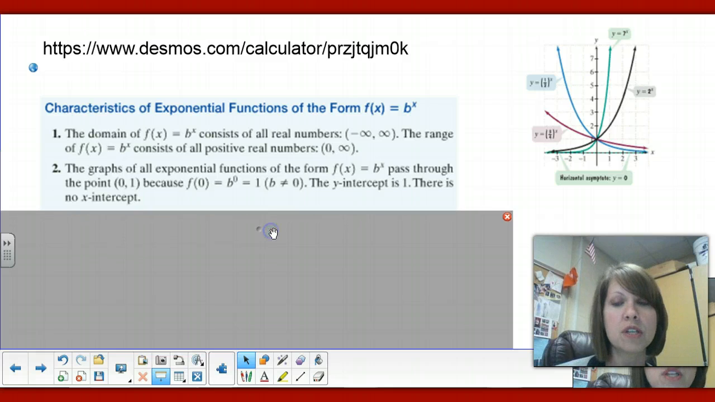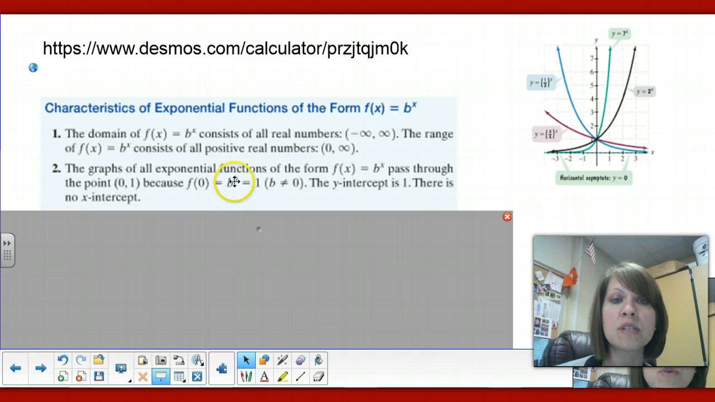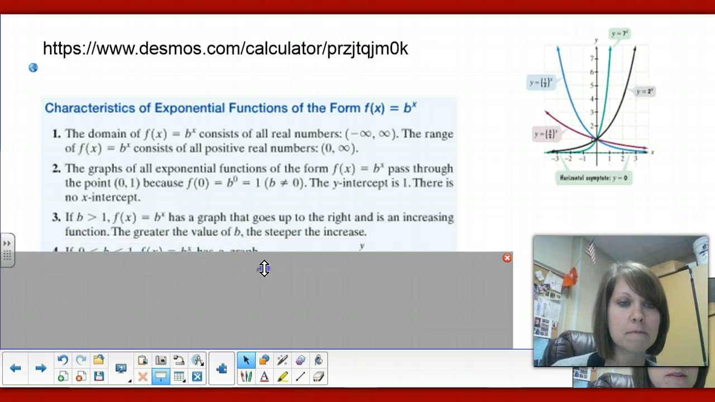Okay, y-intercept is an important point. You can see over here on this diagram that all 4 of these curves have the exact same y-intercept. Okay, remember y-intercept is the y value when x is 0. And if you take any base to a 0 power, you're going to get 1. So 0, 1 is the y-intercept for every basic exponential function. We're going to talk about transformations next, and when it transforms, the horizontal asymptote can move, and so can the y-intercept. There is no x-intercept. It never touches the x-axis.